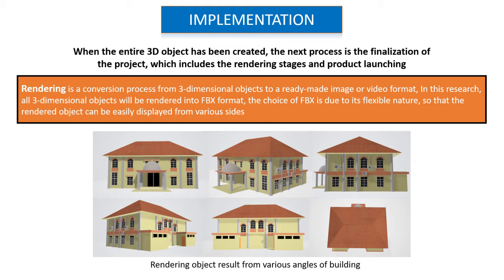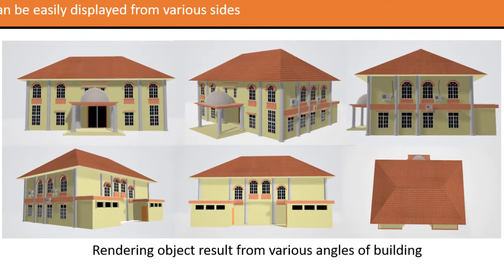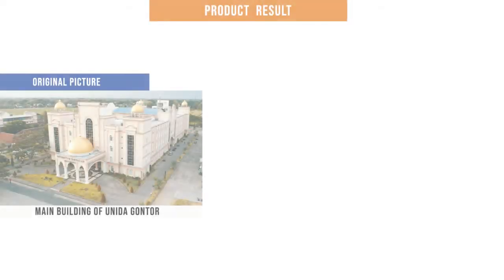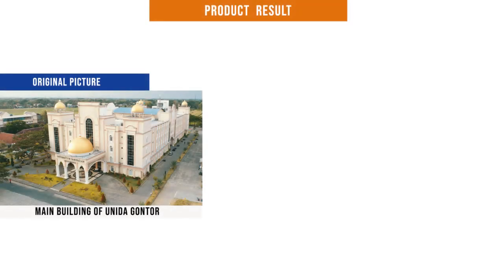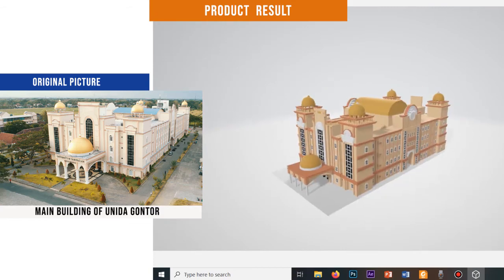Rendering is a conversion process from 3D object to a ready-made image or video format. In this research, all three-dimensional objects will be rendered into FBX format. The choice of FBX is due to its flexible nature, so that the rendered object can be easily displayed from various sides. The image below shows the rendering object result from various angles of Markasirah building. Here we show you the example from our final product result.